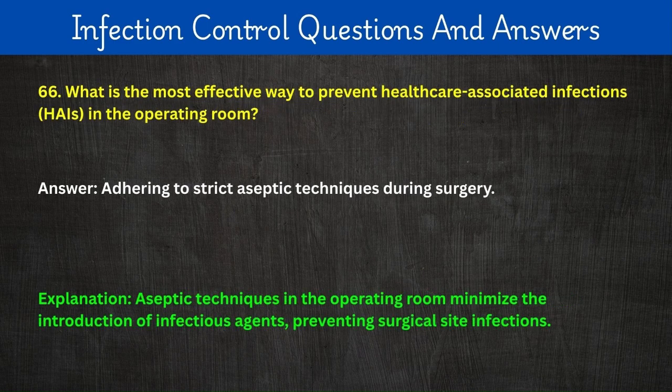66. What is the most effective way to prevent healthcare-associated infections, HAIs, in the operating room? Answer: adhering to strict aseptic techniques during surgery. Explanation: aseptic techniques in the operating room minimize the introduction of infectious agents, preventing surgical site infections.